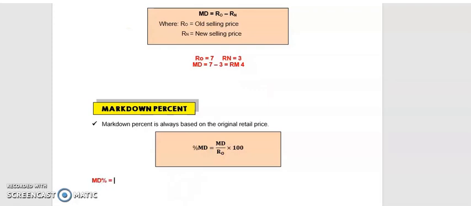Markdown percent equals amount of markdown, 4 ringgit, divided by original selling price. So remember, it must be from the original selling price. So the original selling price is 7 ringgit, and then multiply the percentage by 100. So here you will get 400 divided by 7, which is 57.14%. Okay, so this is in terms of amount, this is in terms of percent. 4 ringgit amount of markdown is also equivalent to 57.14%.